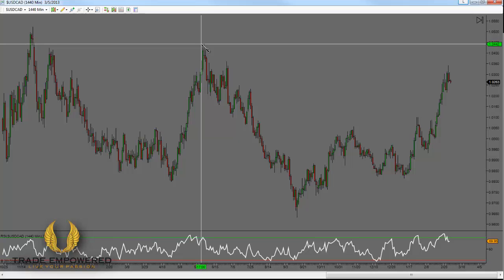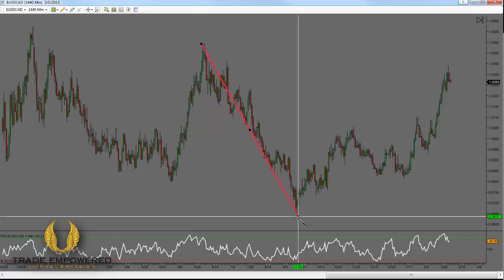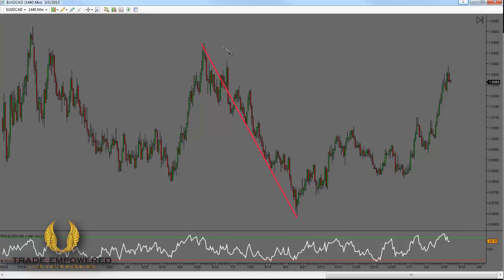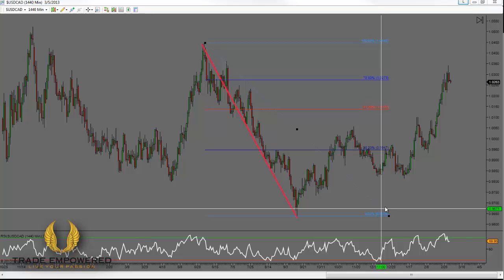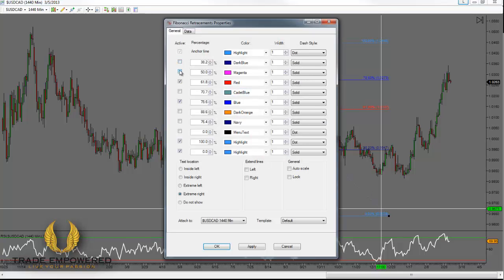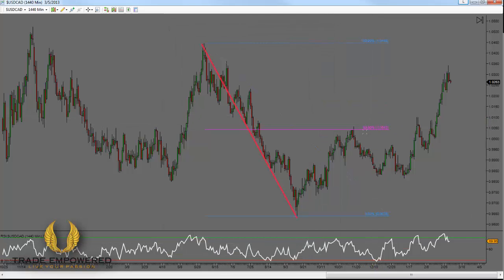We have our initial impulse leg going from X to A, swing high to swing low. We have the market retracing back up to our 50% retracement. So if I double click on my Fibonacci retracement tool, bring in my minor fib point, you'll see we come right into a 50% retracement, which has me thinking bat pattern, bat pattern, bat pattern.